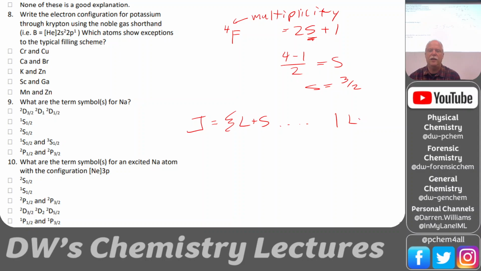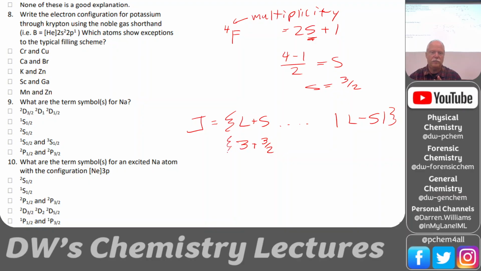L plus S all the way down to L minus S, absolute value. So let's do the maximum value. So what is L, capital L, for this crazy quartet F? I use my fist thing. So S, P, D, F. So L is 3. So we have 3 plus 3 halves.